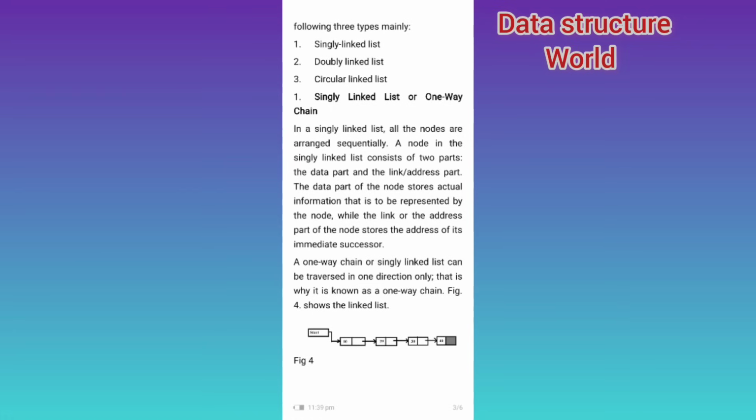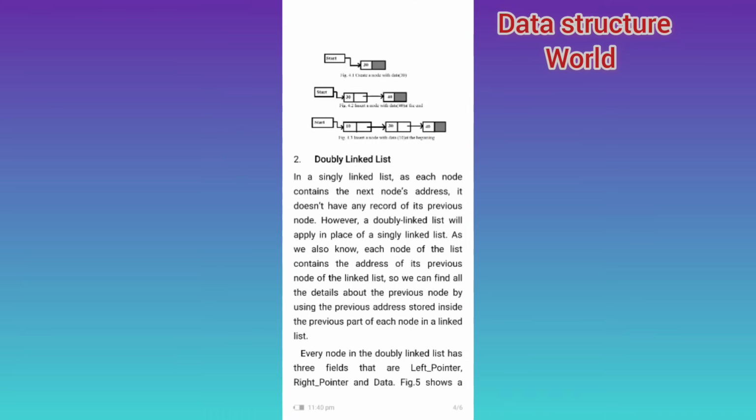A one-way chain or a singly linked list can be traversed in only one direction. That is why it is known as a one-way chain. In the figure we can see a singly linked list. It has a start but it does not have an ending point. So it's only a one-way chain. It starts, then it's linked with 10, then with 20, 30 and 40. Start, create a node with data, next insert a node with the data 40 at the end, and insert a node with data 10 at the beginning.